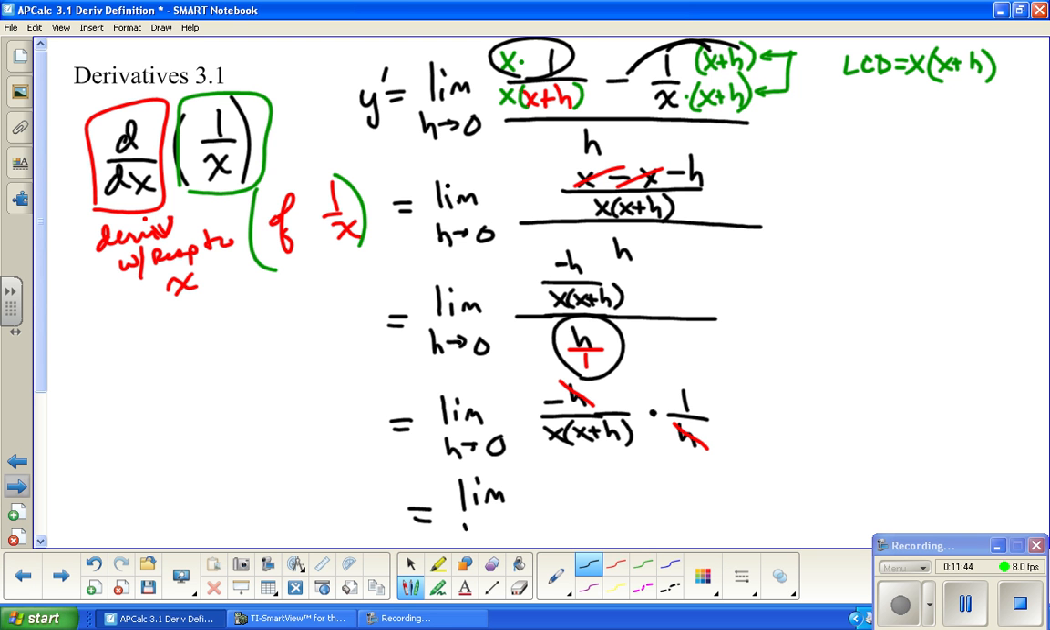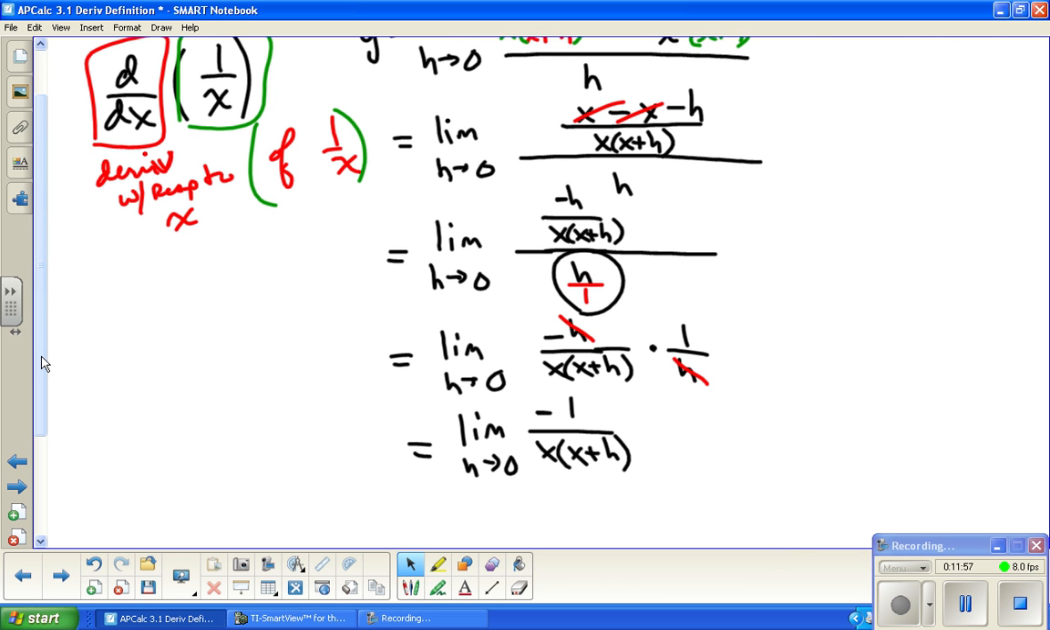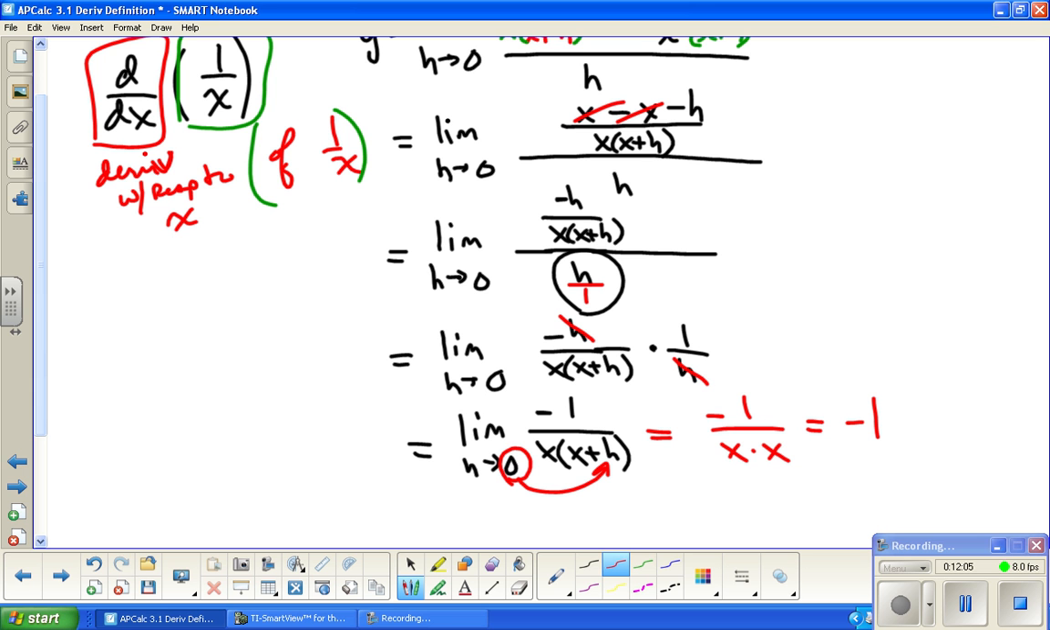And I'm just going to rewrite this before I do the next step, just because I don't want there to be issues. Okay, now we can actually do the limit. I can actually put h equals 0 in for h, because it doesn't make it undefined anymore. So this becomes negative 1 over x times x, which some of you would like to call negative 1 over x squared, which I think is a fabulous idea.